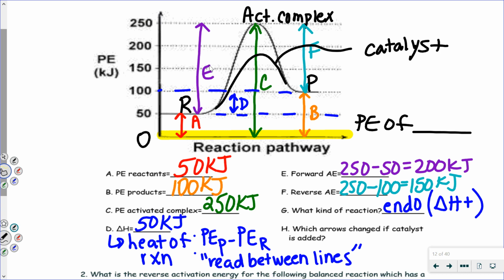Well, E, which is our forward activation energy, F, our reverse activation energy, and then the green line, which is our activated complex. So arrows E, C, and F would be affected by the addition of a catalyst. So this is a kind of question, you wouldn't get it all at once, you'd probably be asked different parts of this to answer. But if they asked what is the reverse activation energy and they want a value, you have to figure out where your arrow starts and stops, and then what does that distance represent.